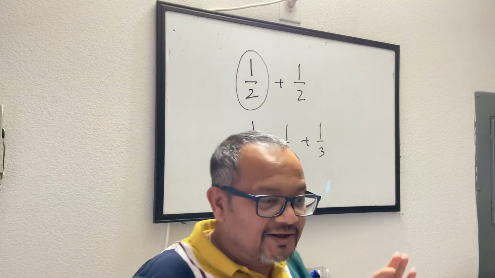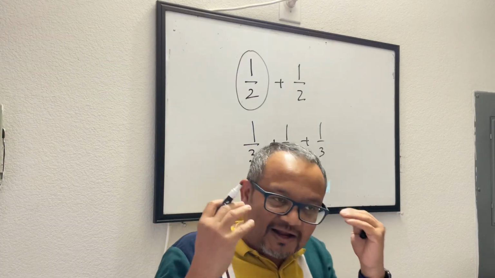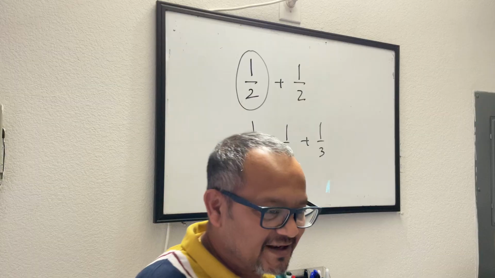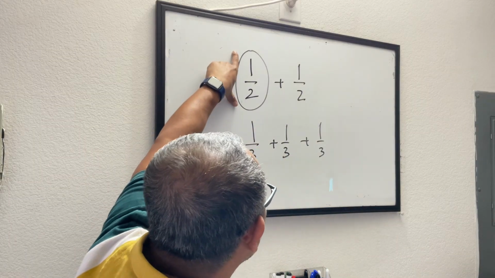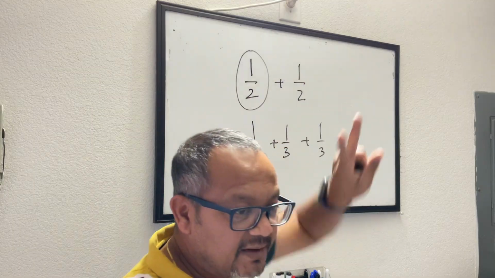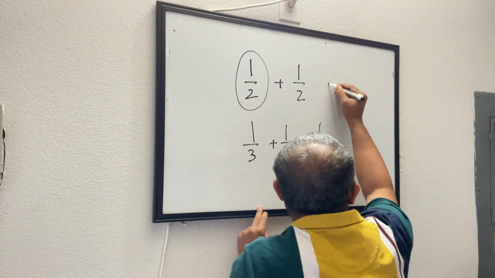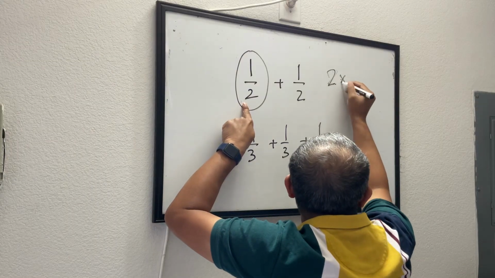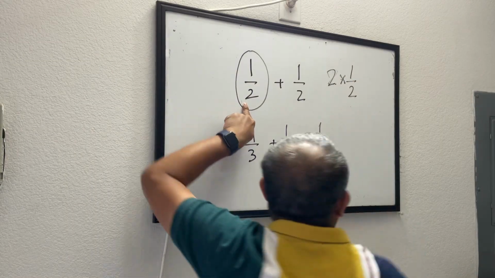So go step by step, okay? Allow your brain to process what you think. Don't rush. 1 half, I'm calling 1 half an apple. I have 1 half and 1 more half. I have 2 halves. 1 apple plus 1 apple is 2 apples, so 2 into apple. Is that okay?